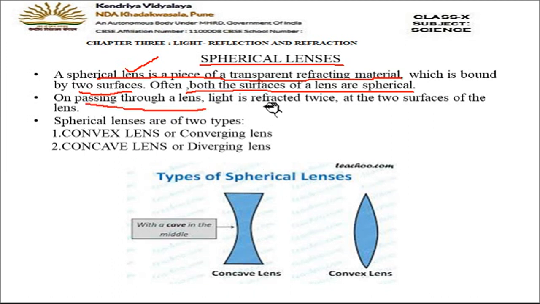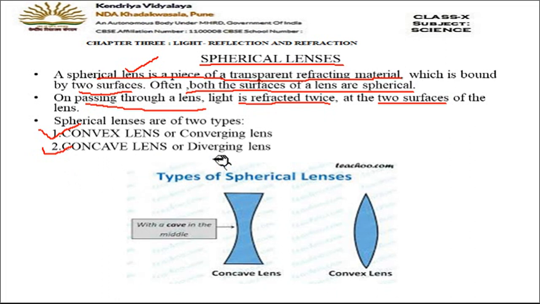Now, on passing through the lens, the light is refracted twice. Why is light refracted twice? Because the lens has two surfaces and refraction occurs at both the surfaces of the lens. Now let's see the types of spherical lenses. We have two types of spherical lenses. The first one is the convex lens, which is also known as the converging lens. Please don't get confused. In case of mirrors, the convex mirror was a diverging mirror, but in case of lenses, the convex lens is a converging lens. The second type is the concave lens.